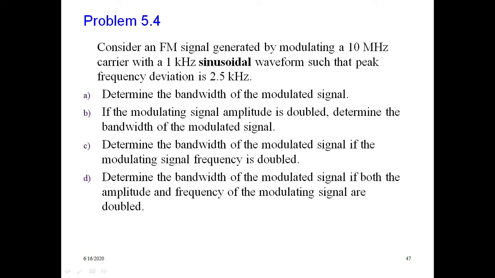The second one: if the modulating signal amplitude is doubled, determine the bandwidth of the modulated signal. They want to see if we double the amplitude, whether the bandwidth changes. We can see from the equation that the amplitude is related to the total bandwidth. Number c: is the bandwidth changed if the signal frequency fm is doubled? We can expect it will change because fm is in the equation. The next one: determine the bandwidth of the modulated signal if both frequency and amplitude are doubled.